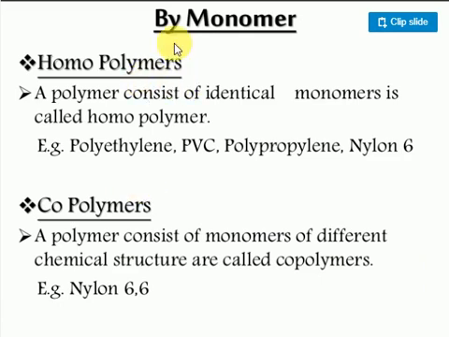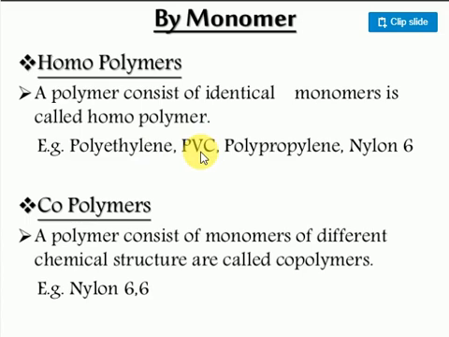Now, based on the monomers. I already discussed that monomers joined together form a polymer. Based on the monomers, polymers are classified as homopolymers and copolymers. The name itself gives it: homo means same, all are equal. If any polymer is made up of only one kind of monomer, it is called a homopolymer. If any polymer is made up of more than one kind of monomer, it is known as a copolymer. Clear? Polythene: the name itself tells that many same-kind ethylene molecules are joined, so it's called polythene. Polyvinyl chloride.